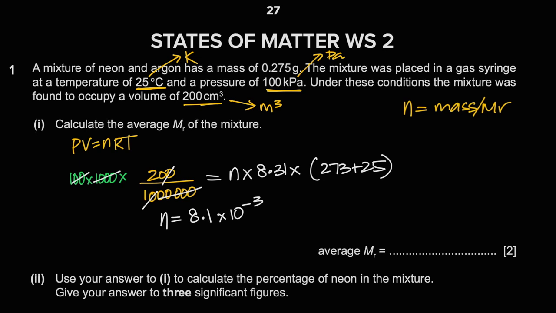8.1? Exactly 8.1? 8.08. So 8.08 times 10 to the power minus 3 is equal to mass over MR, which is 0.275 over MR. So MR would then come out to what? 30? There you go. Three significant figures or one decimal place for MR, and you have the answer.